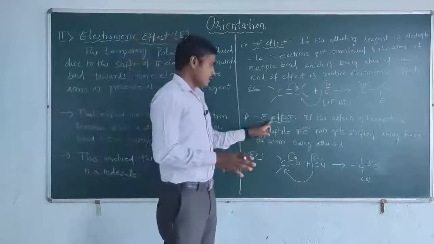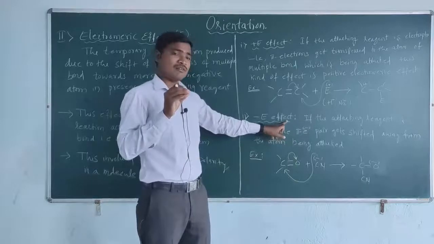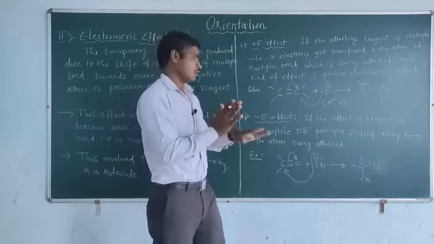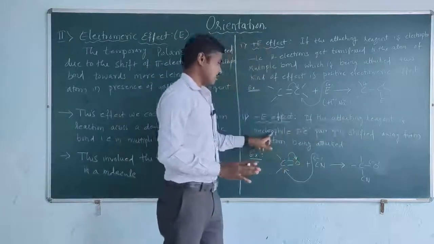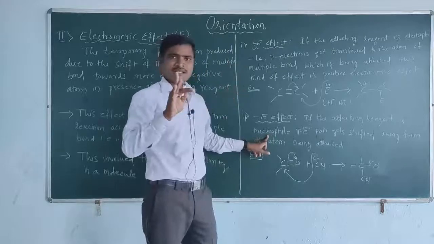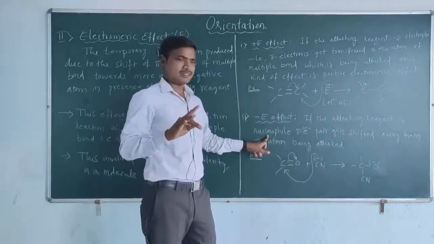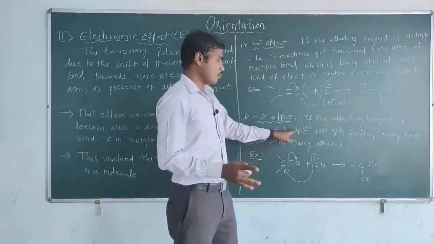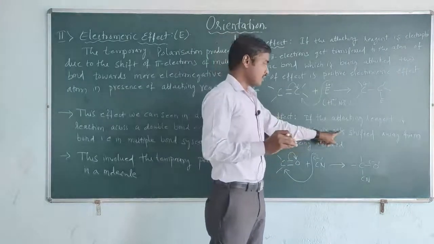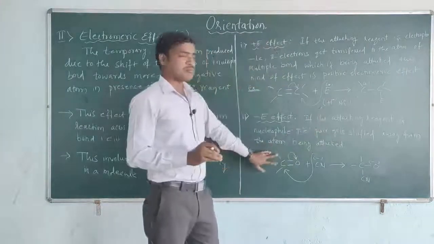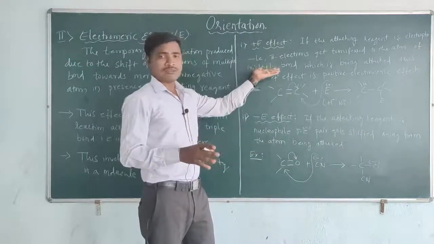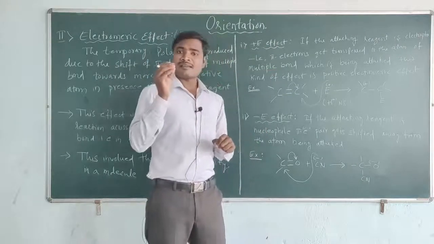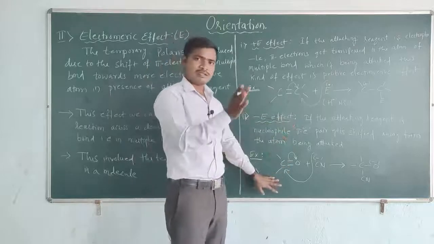In the same way, the negative electromagnetic effect is the reverse of the positive electromagnetic effect. Here the attacking reagent is a nucleophile, there the attacking reagent is an electrophile. An electrophile is an electron deficient center, a nucleophile is an electron rich center. So when the attacking reagent is a nucleophile, the pi bonded electron pair gets shifted away from the atom being attacked. In the positive electromagnetic effect, the pi bonded electrons shift towards the atom where the attacking reagent attacked, but here it is totally opposite.